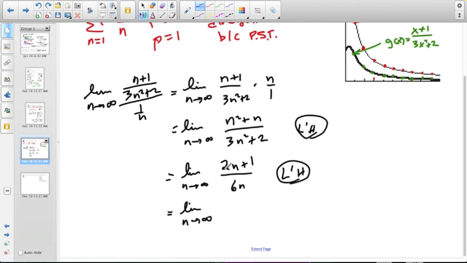So we take the derivative again. The derivative of 2n is 2. The derivative of 6n is 6. We no longer have an indeterminate form. We can just evaluate that directly. That's 2 over 6, or 1/3. And so 1/3 is also finite and positive.